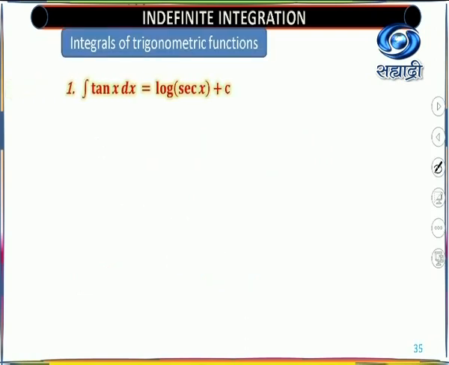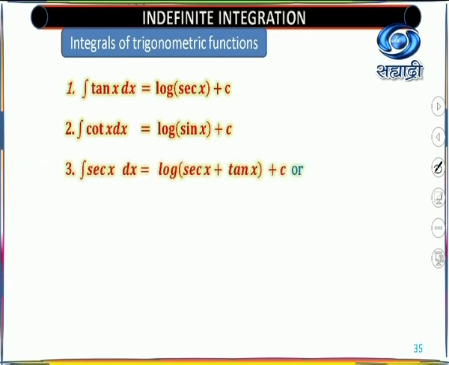Next example is integral of tan x dx equal to log of sec x plus c. Now here, this is the given function. Are you able to solve these functions directly? Another function is given: integral of cot x dx equal to log of sin x plus constant of integration. Then you have integration of sec x dx equal to log of sec x plus tan x plus constant of integration. Or you will get another as minus integral sec x dx equal to log of tan of x by 2 plus pi by 4 plus constant of integration.